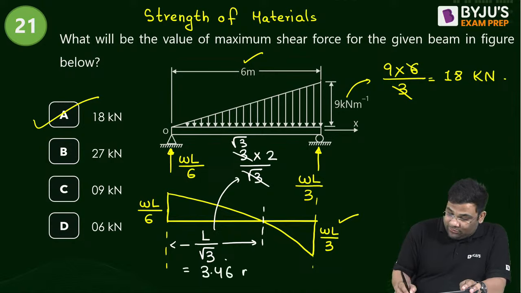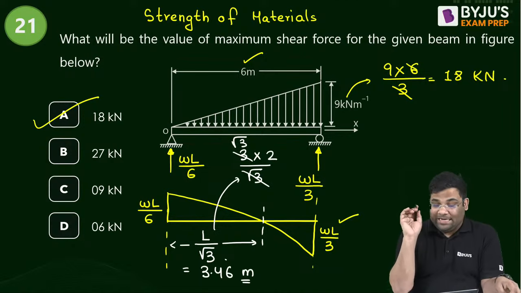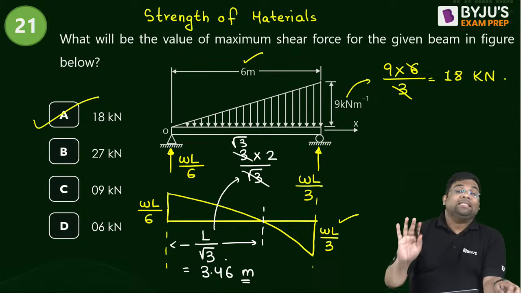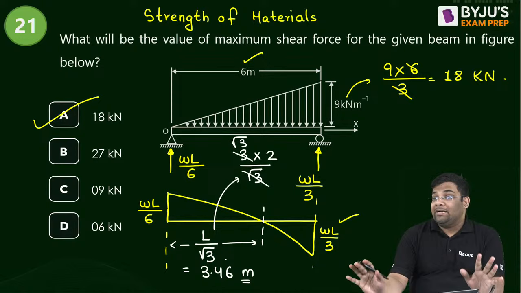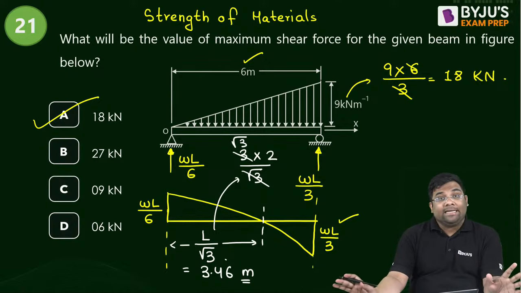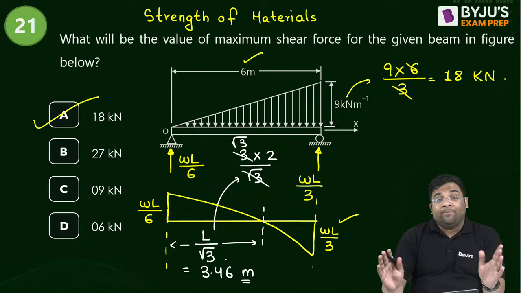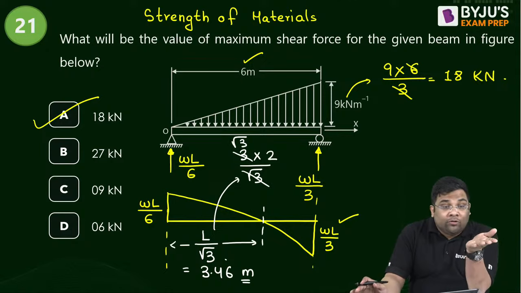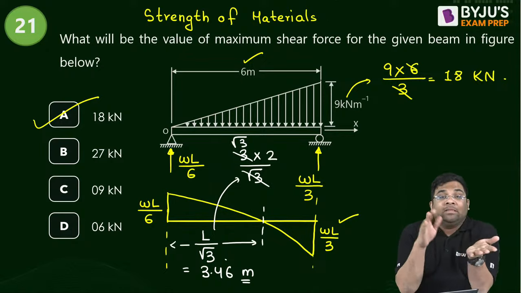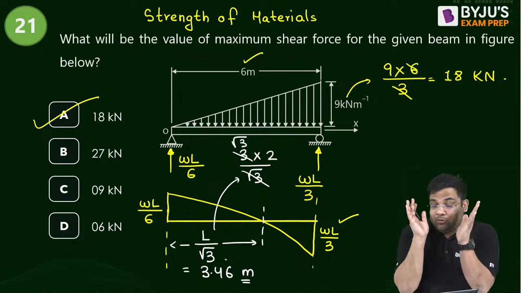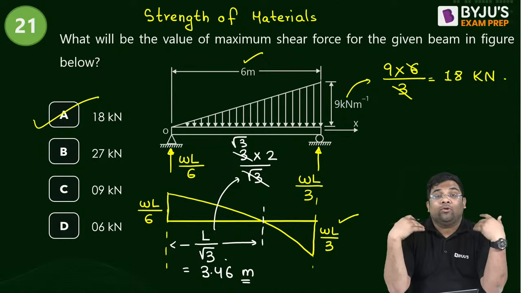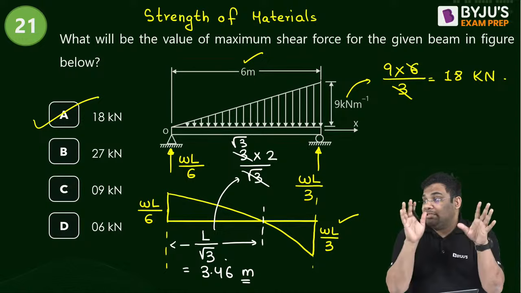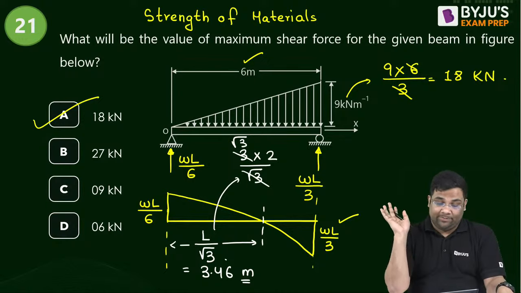So they can ask this question also, where we get the zero shear force. This is a standard case of shear force and bending moment diagram, and you can see that it is very important. All the standard cases of shear force and bending diagram of your cantilever beam, simply supported beam, or even the overhanging beam, you should remember, as they are rightly asked in the examination.